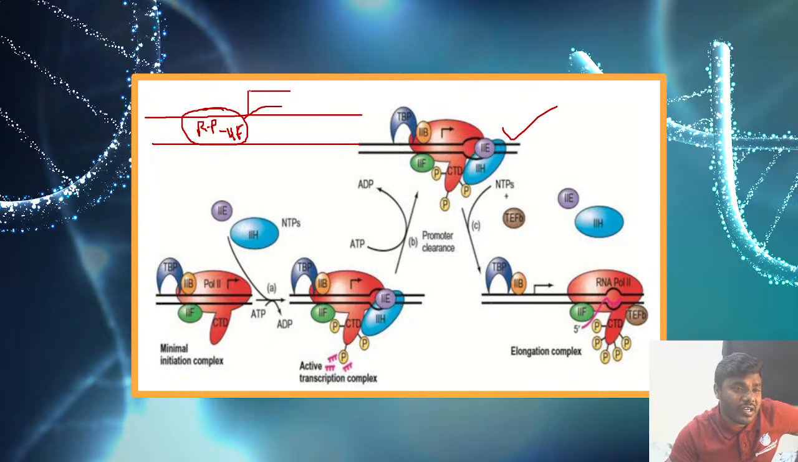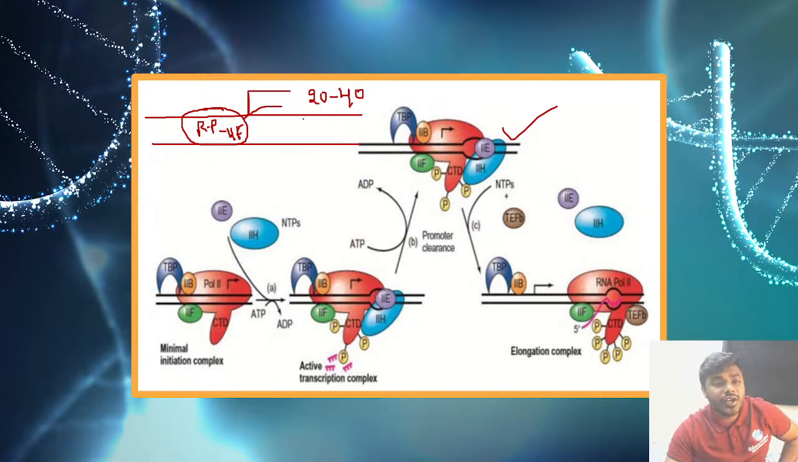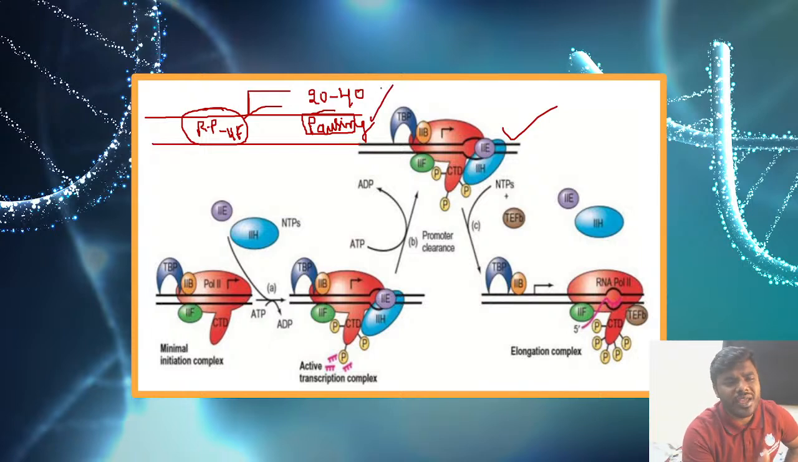Friends, every student listen. From the initiation site, 20 to 40 nucleotides downstream, there is a site located. Do you know what we call that particular site? Very important point: the RNA polymerase pausing site. What do you mean by that?